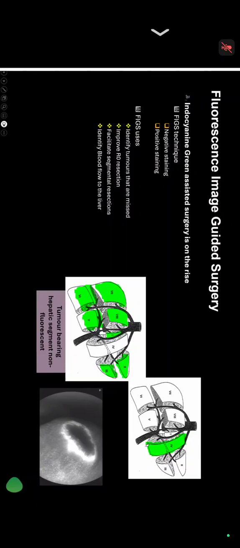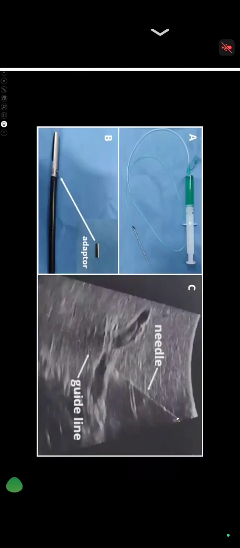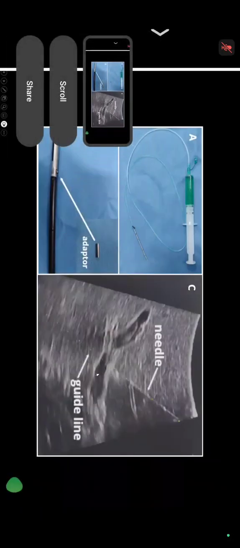But you can also ligate the branches going to that segment, and then you inject the dye into the systemic circulation. Then you can see all the other segments except that one. So that's called negative staining. So that's where the ultrasound scan and fluorescence image-guided surgery come together. So that's the ultrasound scan probe, and you can put the needle under ultrasound scan guidance and inject the dye directly into the portal branch supplying that segment.